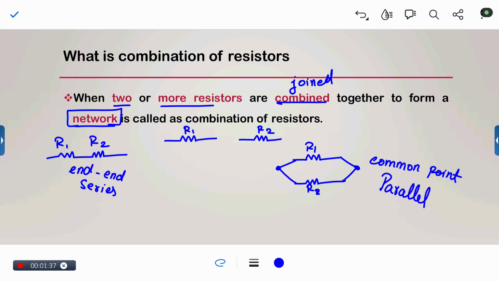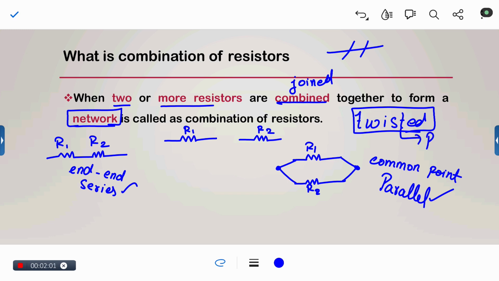And in a 1 mark question, I saw a twisted one. A piece of wire is cut into 3 equal parts and twisted with each other. If it is twisted, whether it will come under the series combination or under the parallel? This is what twisted represents. The given combination is in the form of parallel.